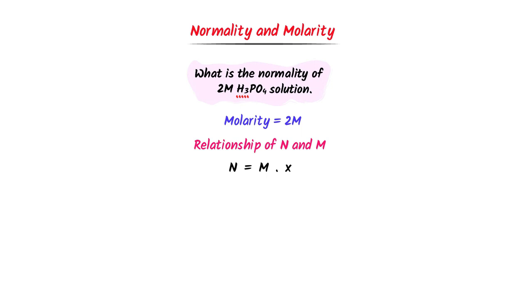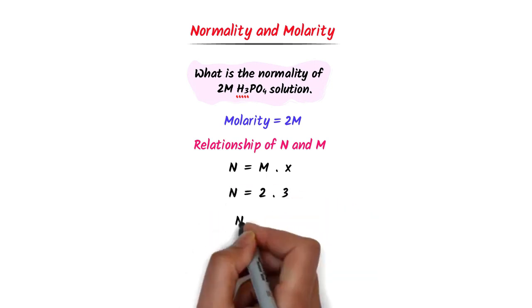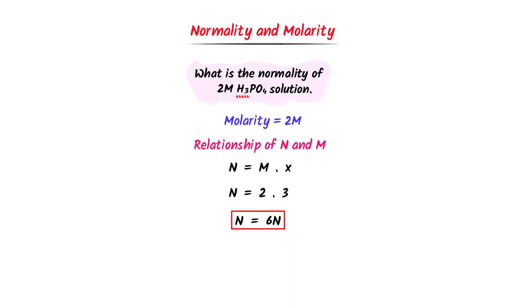And we already know that the value of M is 2. So I write N is equal to 2 into 3 or N is equal to 6N. So the normality of this solution is 6N. Thus remember this relationship of normality and molarity which is usually asked in MCQs. Finally, let me teach you one advanced numerical.